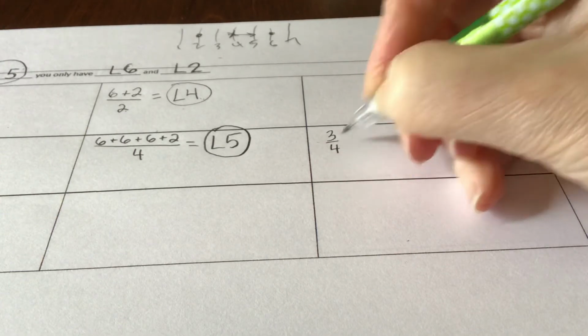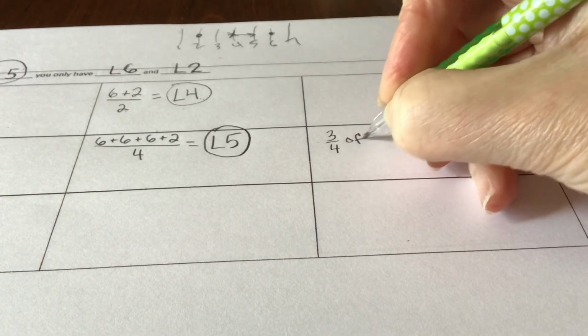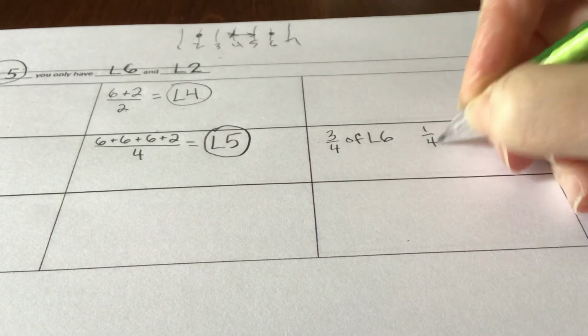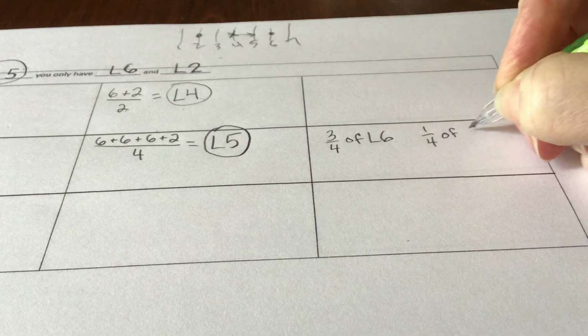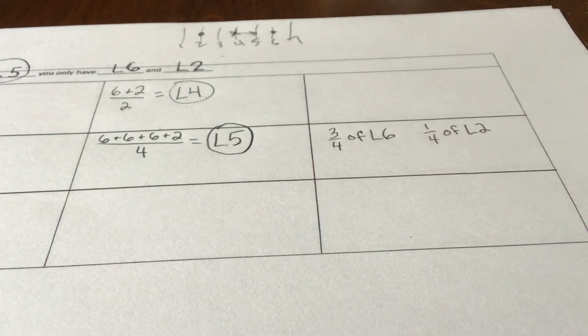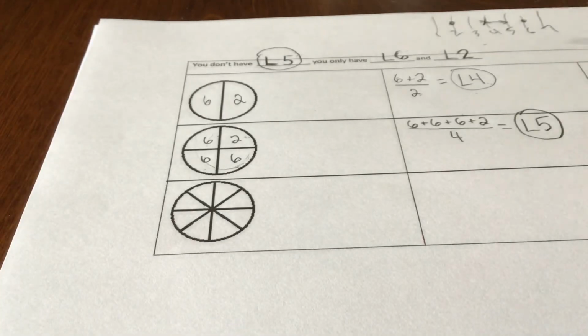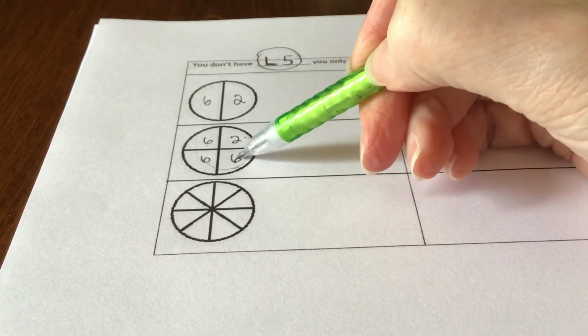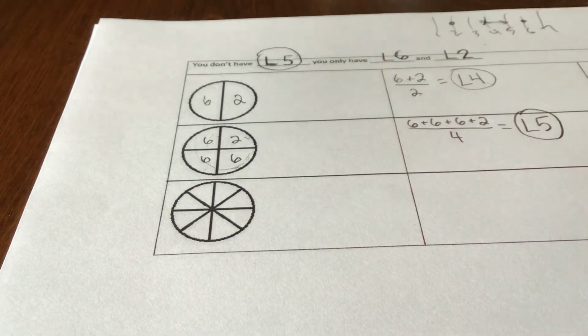3/4 of a level 6 and 1/4 of a level 2. And see how I'm getting those fractions is off of the pie. Like it's 3 of the 4 sections, and then this is 1 of the 4 sections.